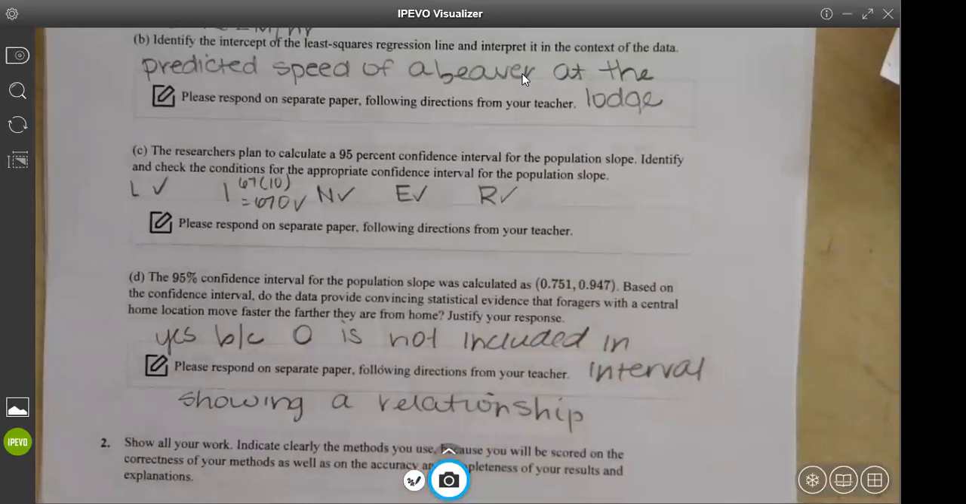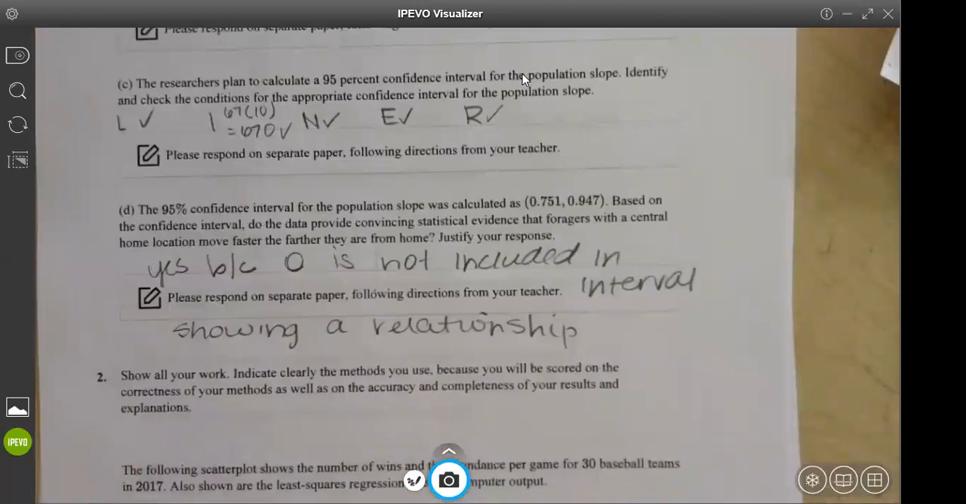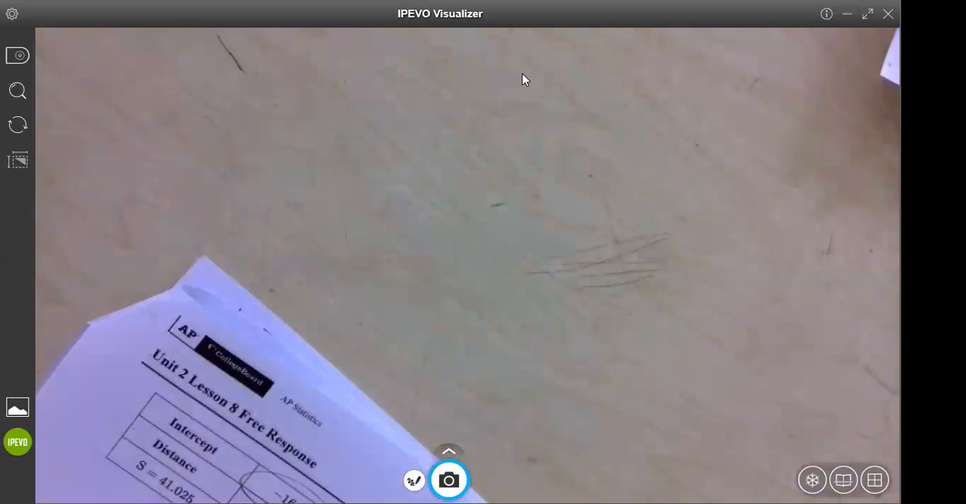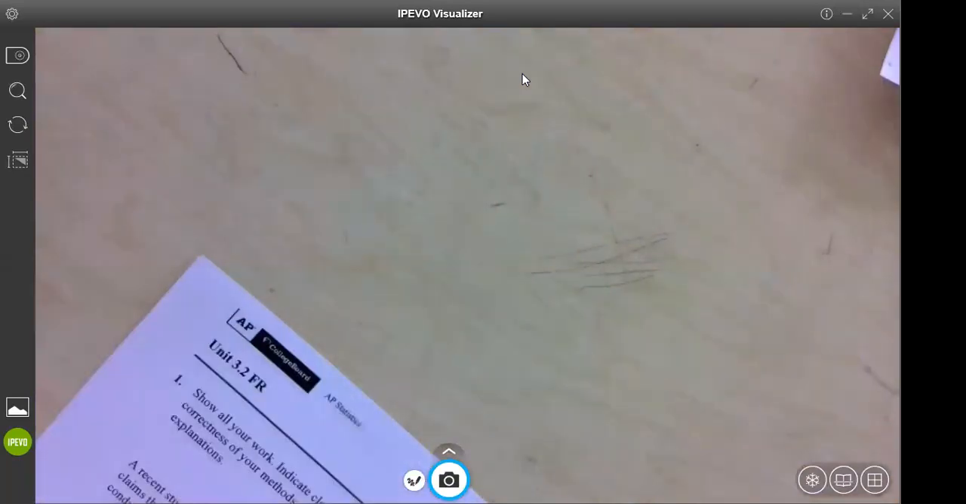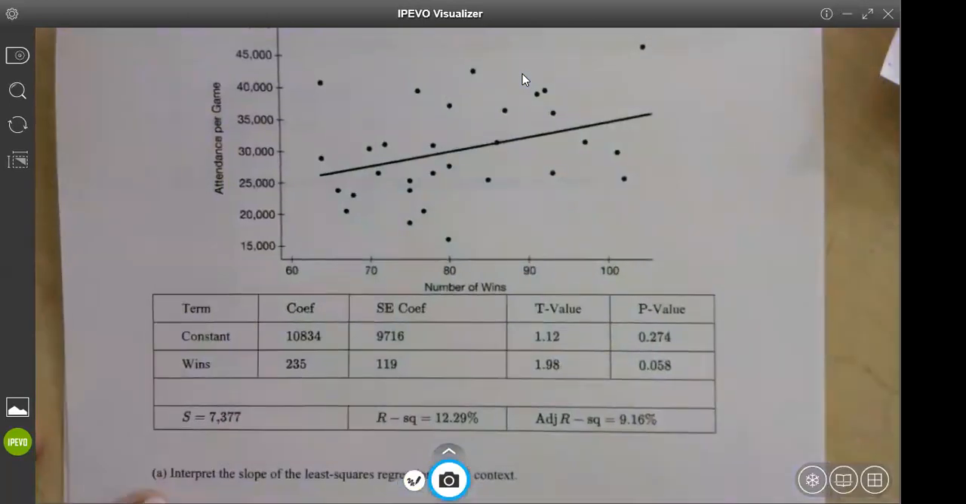Everybody good? All right, show all of your work, indicate clearly. The following scatter plot shows the number of wins and the attendance per game for 30 baseball teams in 2017. Also shown are the least squares regression line and the computer output. Let's flip my page over so you can see it. Looks like this. Got some output down there. I thought these were pretty simple as well. Interpret the slope of the least squares regression line in context. So what's the slope?